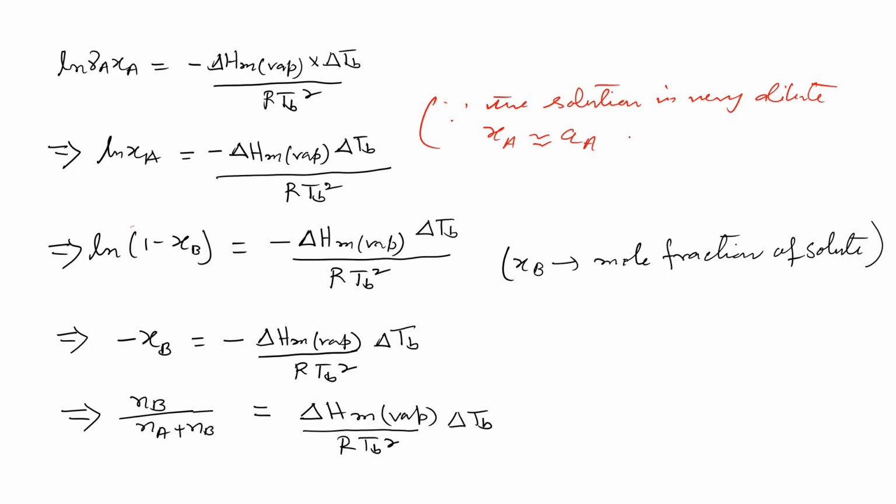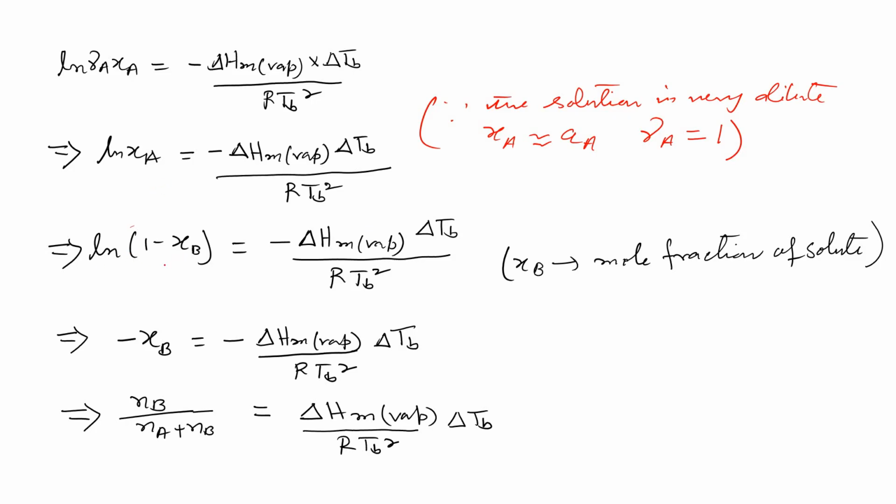Why? Since this activity coefficient is equal to 1. The solution is very dilute, so the activity coefficient is 1. So activity is equal to mole fraction. Here I have written the activity coefficient is equal to 1, so I have written ln xa is equal to minus delta Hm vaporization into delta Tb by RTb square.